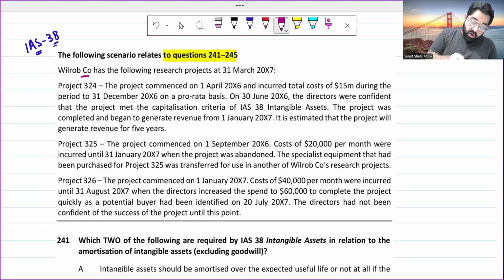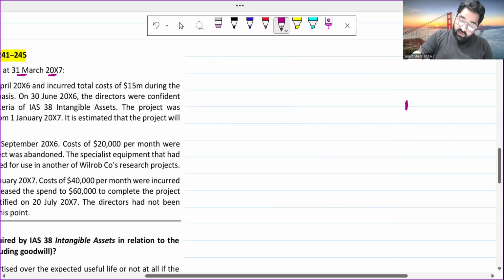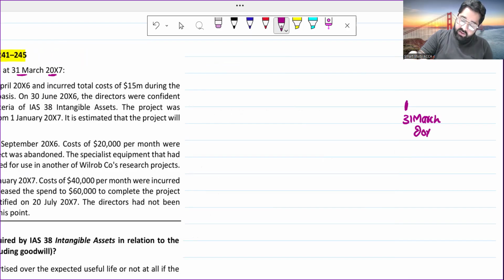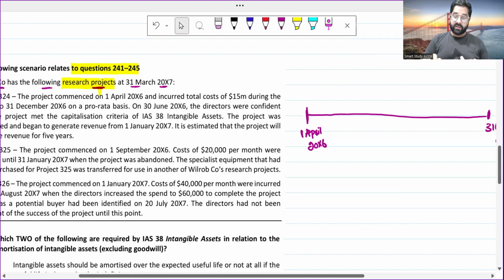Okay. Wilrop Company has the following research project at 31st March 20x7. The year end is 31st March 20x7. Remember the year end in your financial reporting paper. Always look at the date carefully. The year end is 31st March 20x7. So what will be the year start? If the year end is 31st March 20x7, then what will be the year start for the Wilrop company? It will be 1st April 20x6.